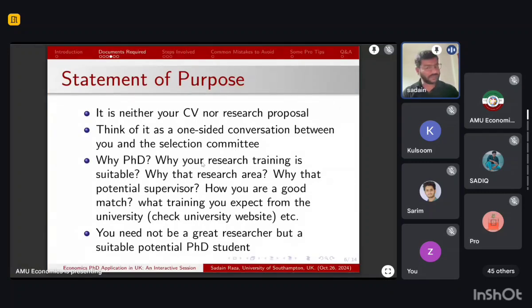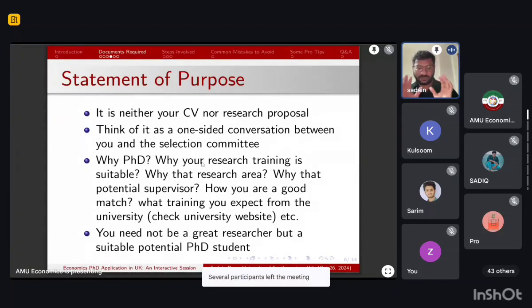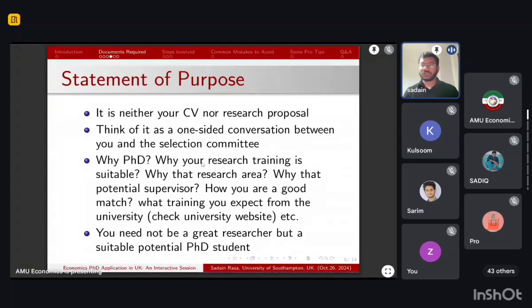And the main purpose of a statement of purpose is that you should think of it as a one-sided conversation between you and the selection committee. This is the purpose of the document. Why so? Because suppose you are a potential supervisor and you have the CV and a research proposal of a student, you will like to know why this student wants to work in this area and other things that you cannot explain in detail in your CV. So to fill that gap, you have the statement of purpose.